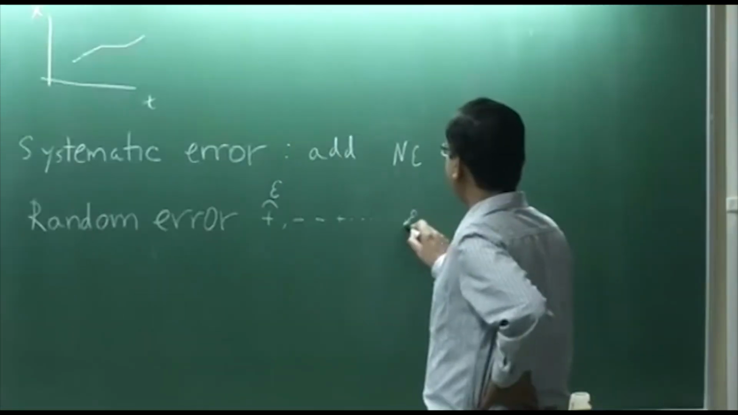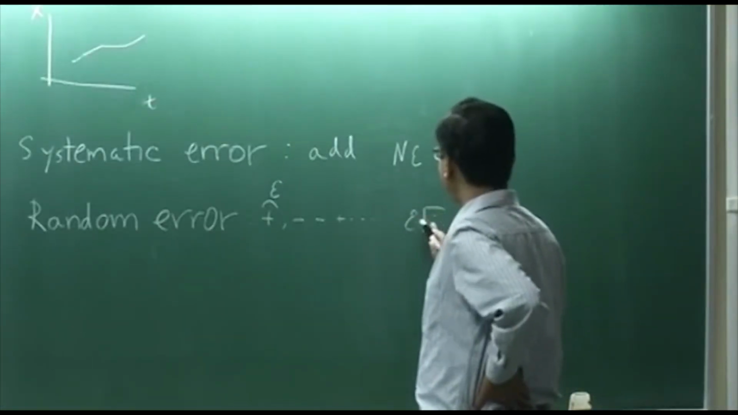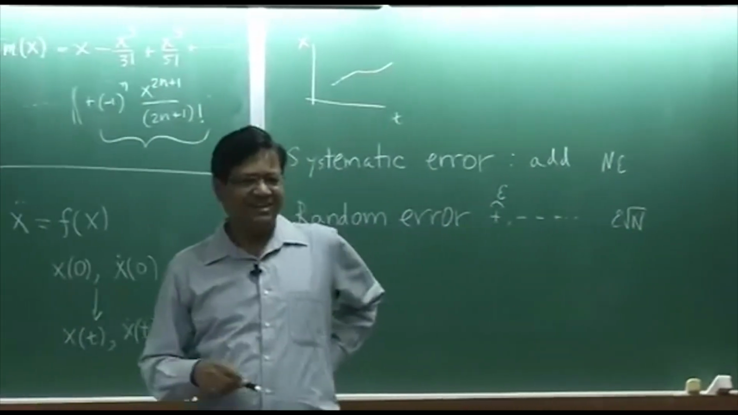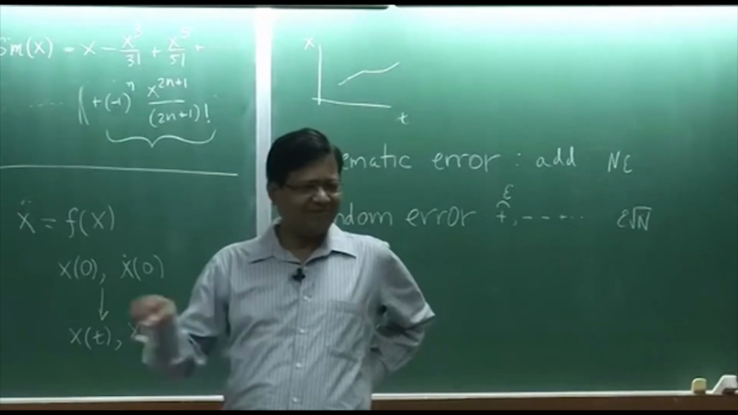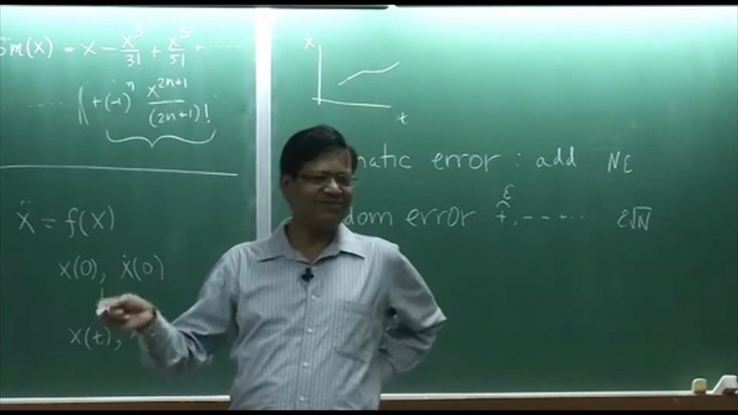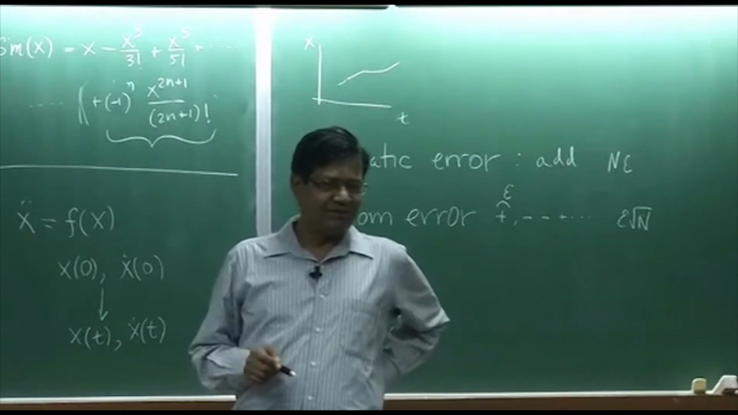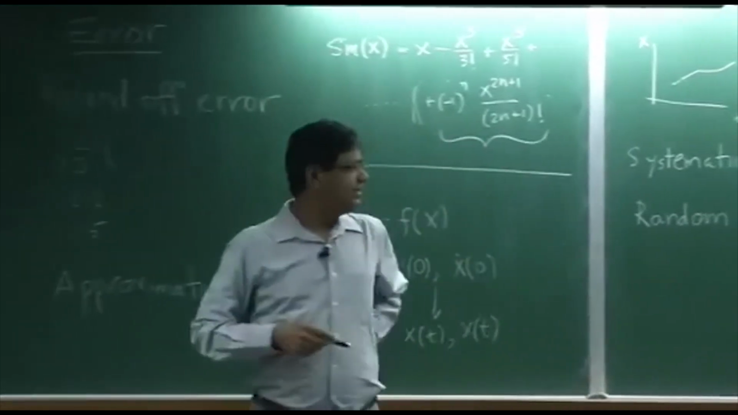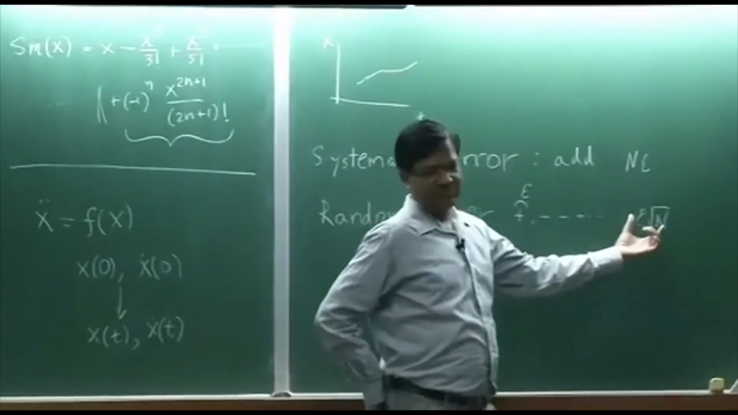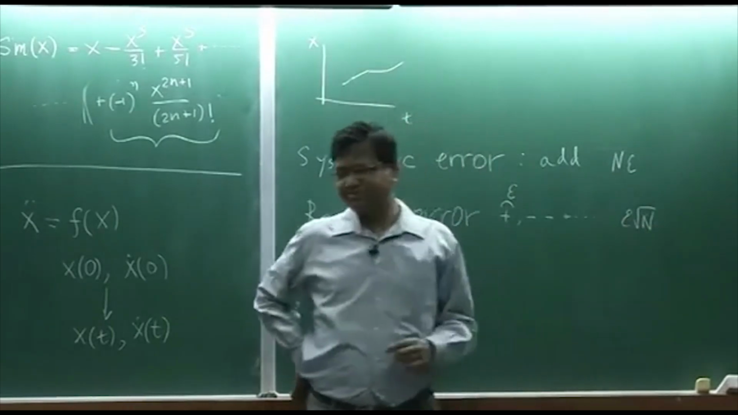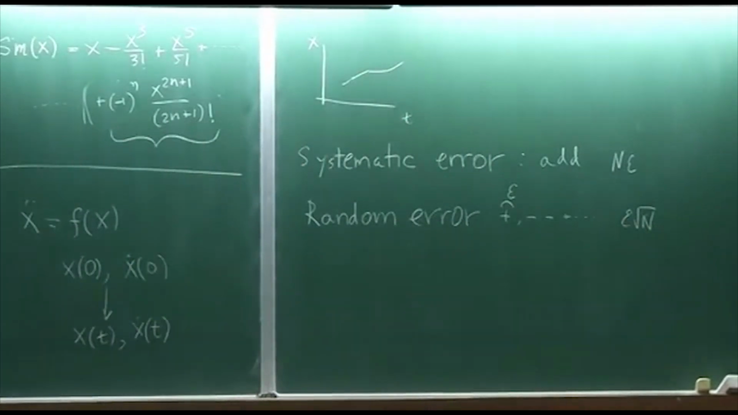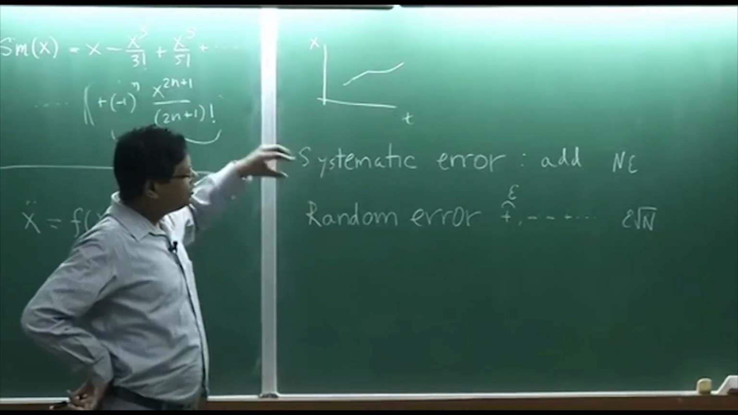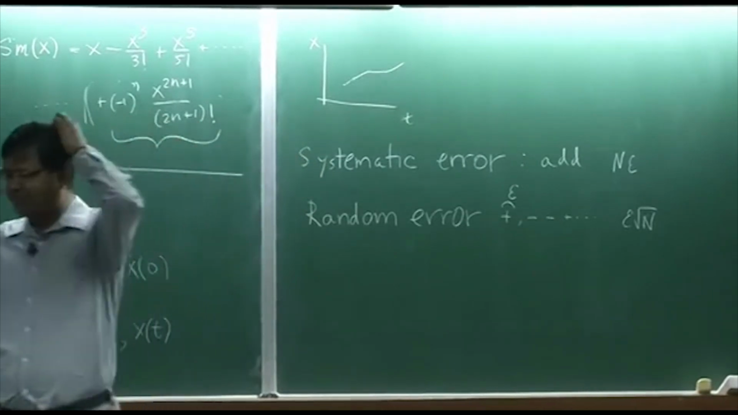Now if it is random, then a random walker, a drunk walker, is walking from the origin, and each time this person in 1D takes one step forward randomly or one step backward randomly. So its deviation from the starting point is of the order square root n epsilon. Okay. So these are two types of error we get, and we should keep this in mind, how much the error is going to be.